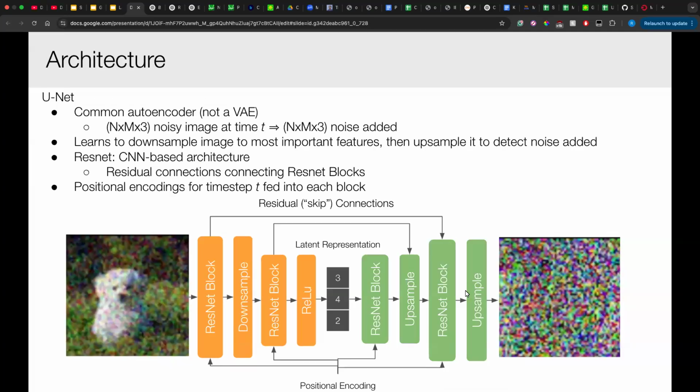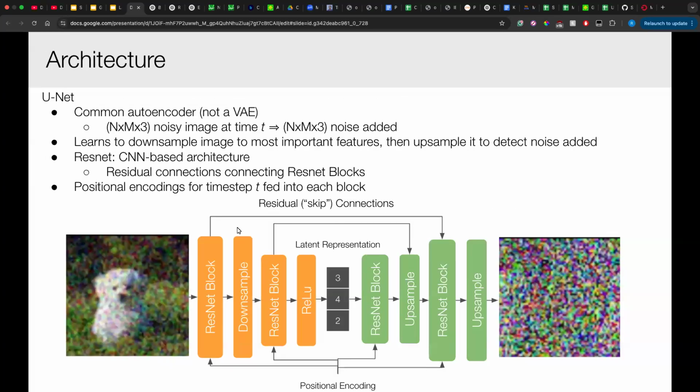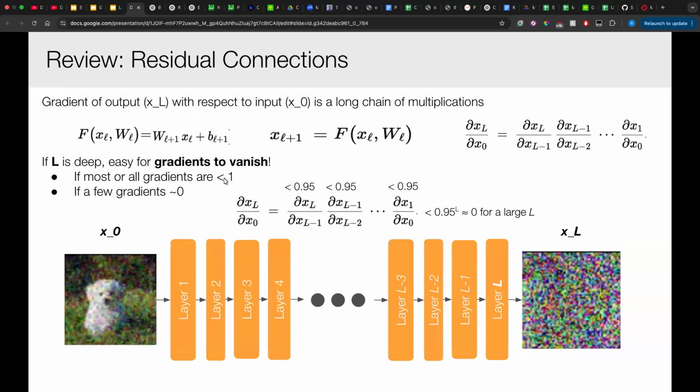I'm going to break down how this works. First, residual connections. This is just how residual connections work in general. For a normal neural network, imagine some function F, which is the weights at layer L plus 1 times the input at that layer, x of L, plus the bias at that layer, right? Everyone good with this notation? Remember how that works? Okay.